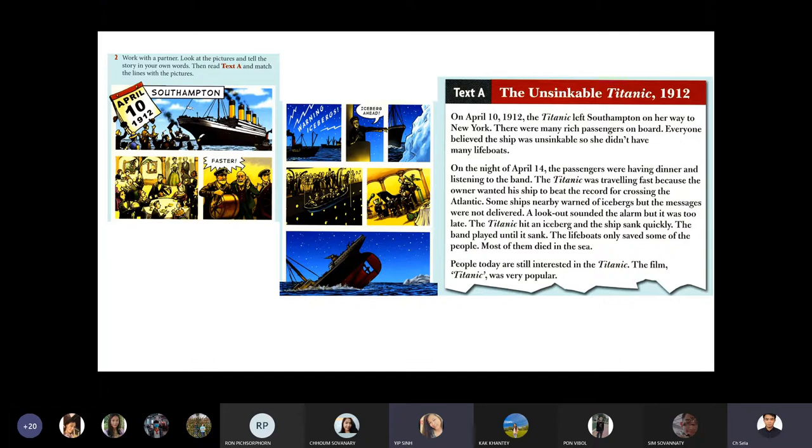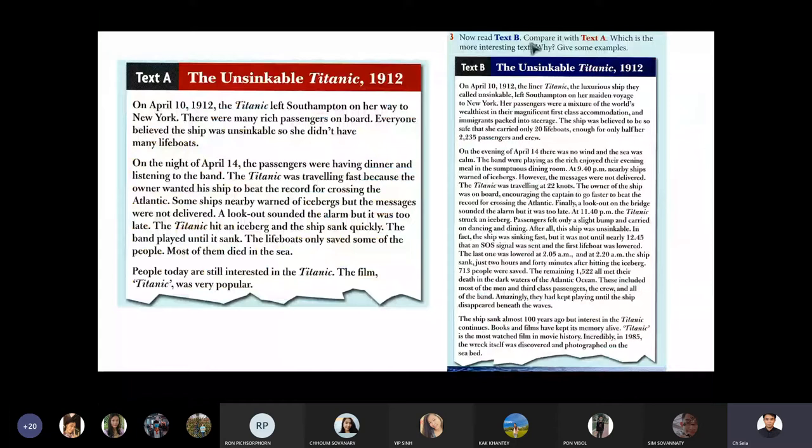All right, thank you very much. Do you have any questions about Text A? Everyone? Okay, if you don't have questions, now let's go to text B. Now read text B and compare it with text A. Text B is a bit longer. Which is more interesting? Why? Give some examples. So now let's read text B together.